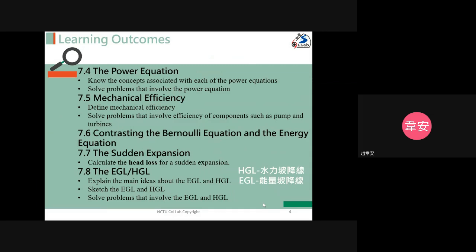Okay, so here are the learning outcomes, and I will just skip them. I would like to highlight the important topic that will be presented at the end of this chapter, the EGL and HGL, which are widely used to describe the variations in pressure and velocity for the fluid flow field. So this is very, very important for our hydraulic problems. I will take around 10 minutes to introduce the two parameters today.